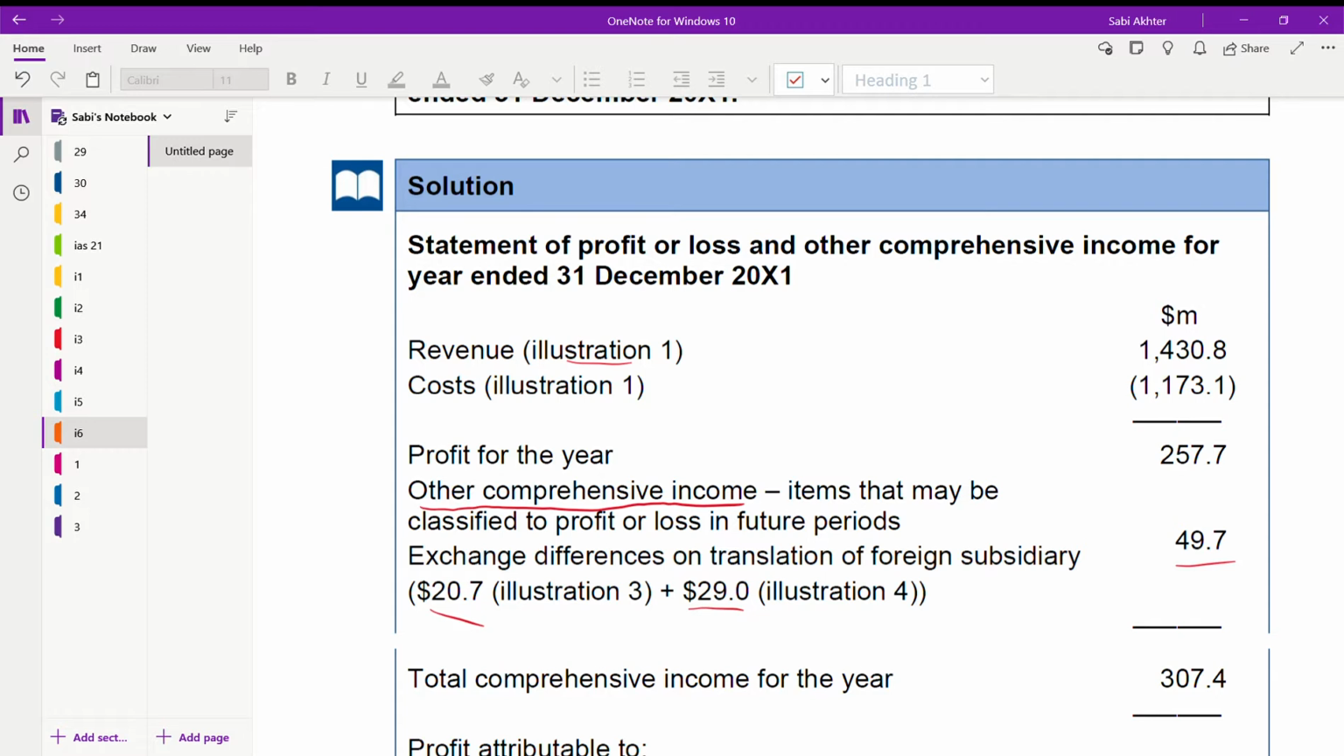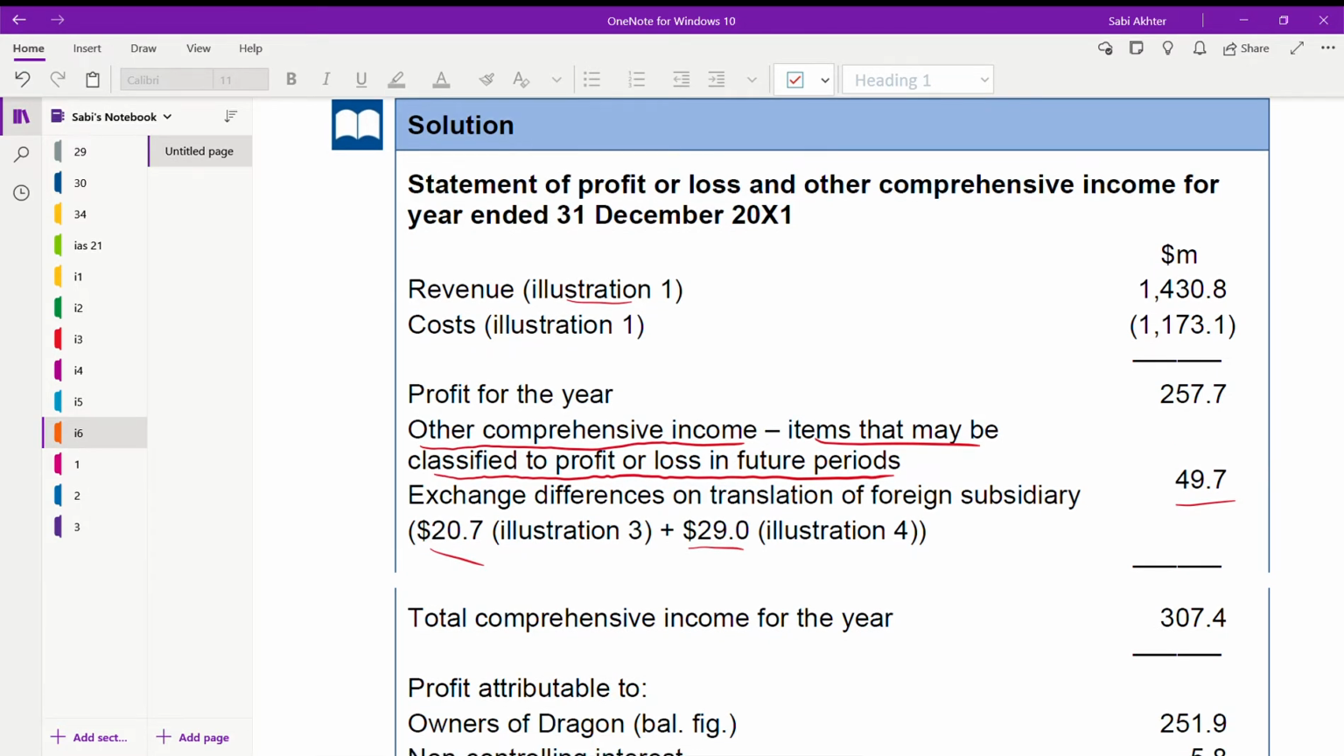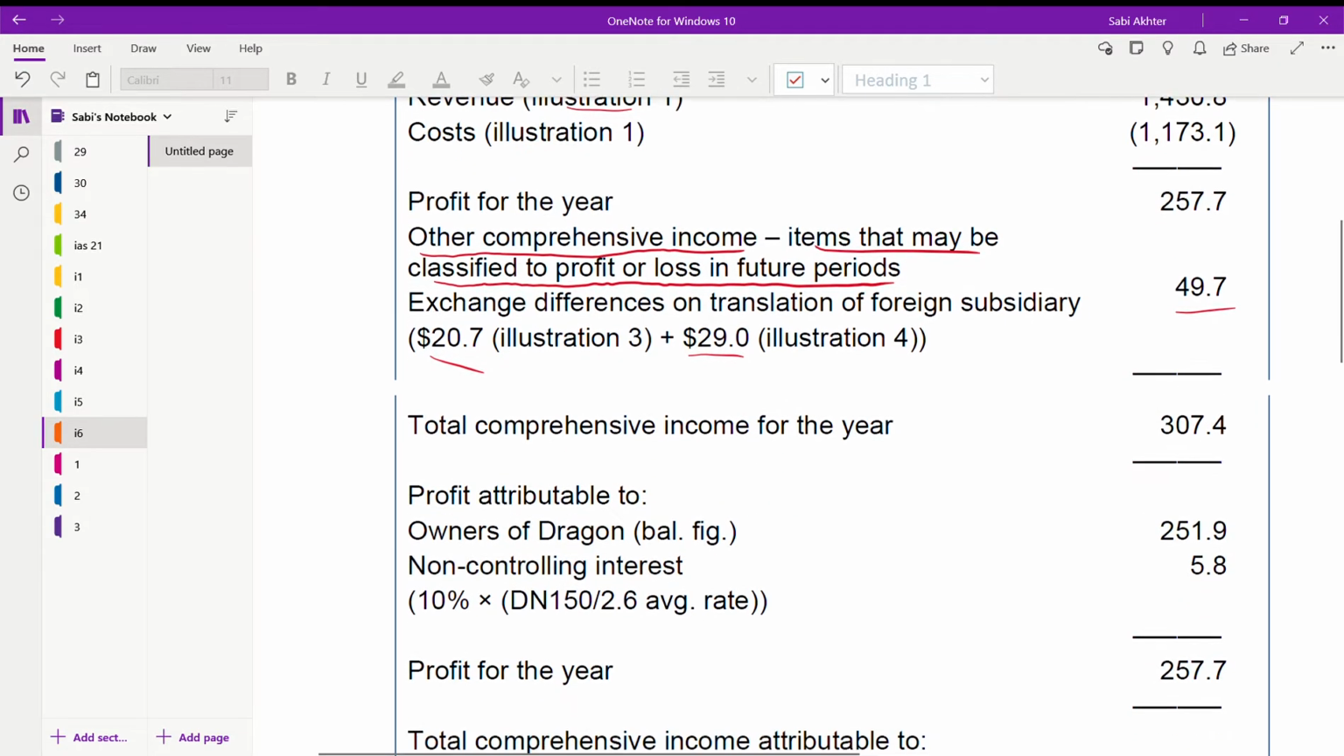Okay, and when you're writing other comprehensive income, another thing you need to write is whether it will be reclassified or not. So, items that may be reclassified to profit and loss in a future period, you need to write this. Items that may or may not be reclassified. So this will be reclassified, so you have to write. If something is not reclassified to profit and loss, that also you have to write: items that may not be reclassified to profit or loss in a future period. But you need to write this when it is under other comprehensive income. When it is under profit, no need to write that. Then we have the total comprehensive income.